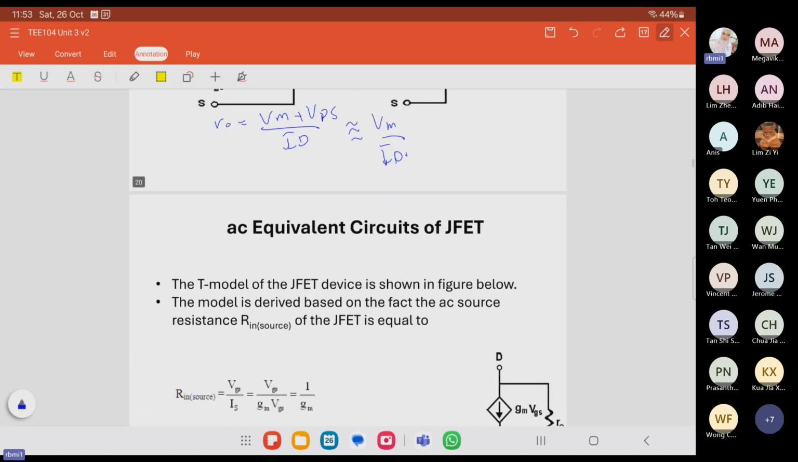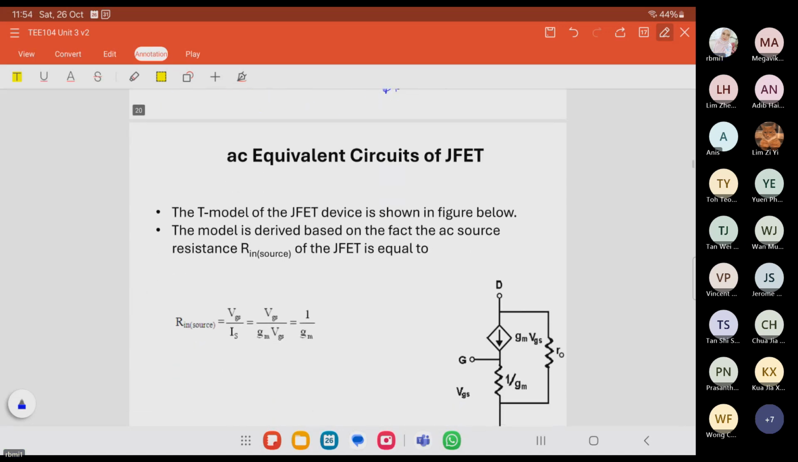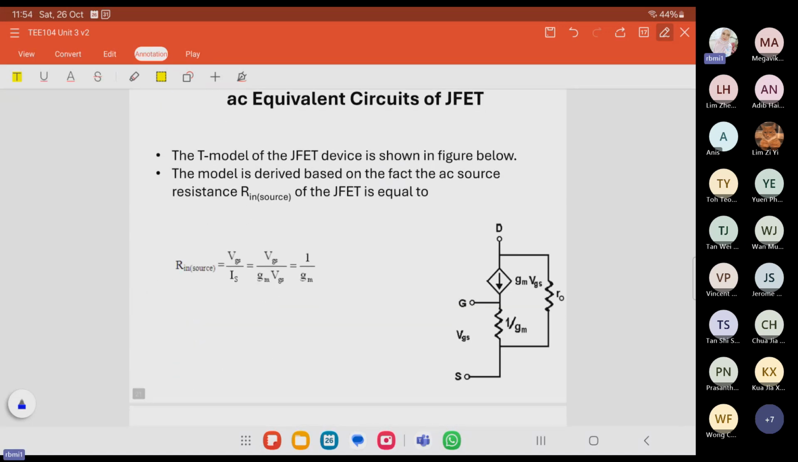Next one is on the T model of JFET or MOSFET for the AC equivalent circuit with the R in source. R in source is from this side.